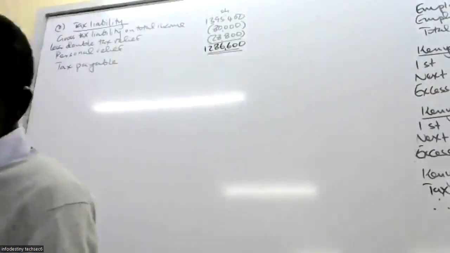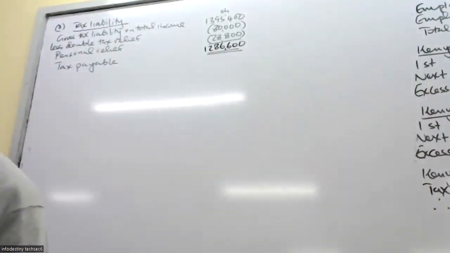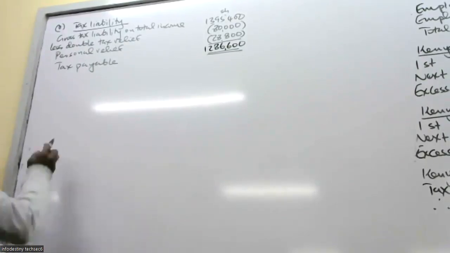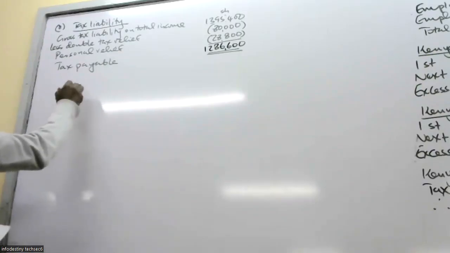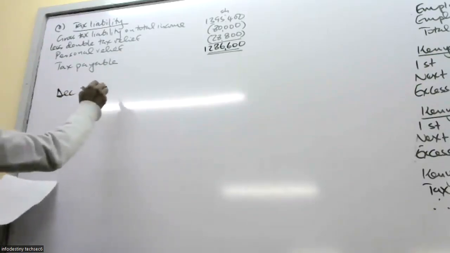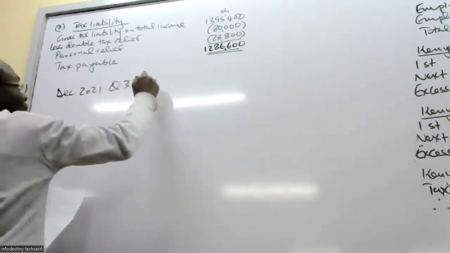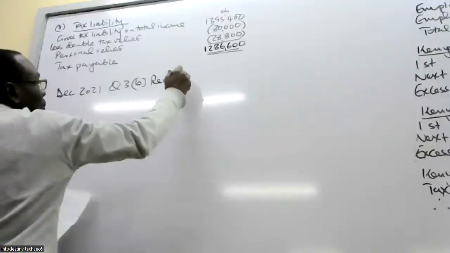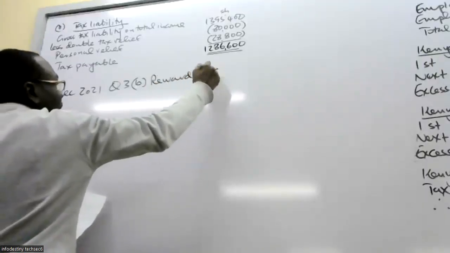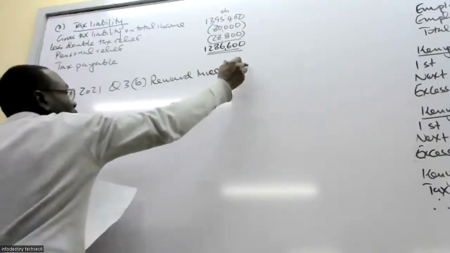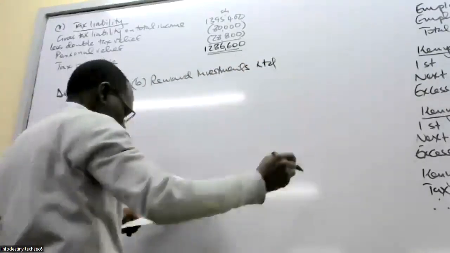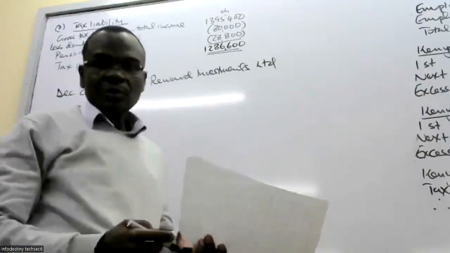Then you can go and try insurance as an assignment. You can try December 2021, question 3B, called Reward Investments Limited. That's VAT.